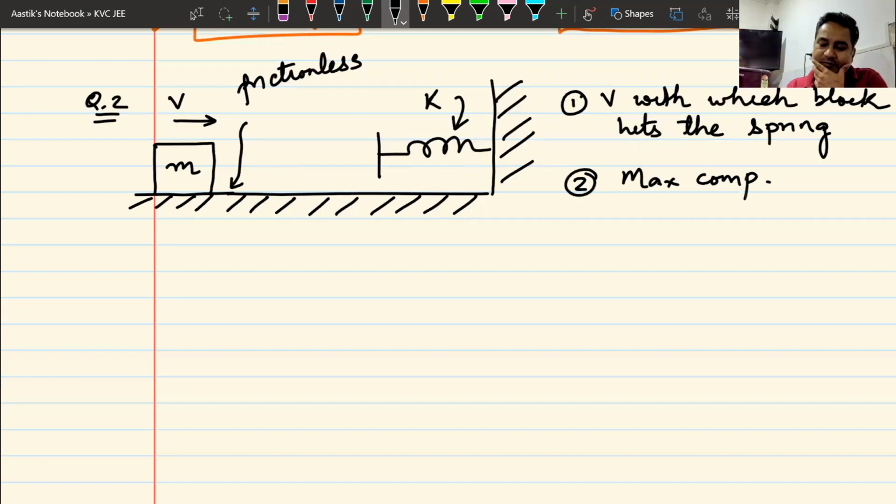A block of mass m moving with a velocity v on a frictionless track. It's moving. It hits a wall. Does not hit a wall. It hits a spring which is attached to the wall. With what velocity does it hit the spring, and what is the maximum compression in the spring? I'll give you 1 minute to think about this problem and solve it, draw the diagram, and then we will discuss the same problem.